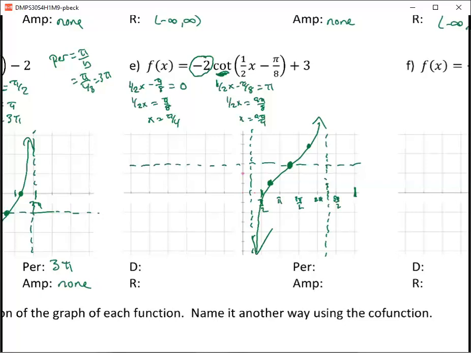Our domain is going to be x is not allowed to equal. Our first asymptote was a positive pi over 4, not a negative pi over 4. So x is not equal to pi over 4 plus, what's our period? Our period is pi divided by 1/2, which is 2 pi, which we can honestly see by counting in between there as well. So pi over 4 plus 2 pi n. Our range is from negative infinity to infinity, and there is no amplitude because this is tangent.